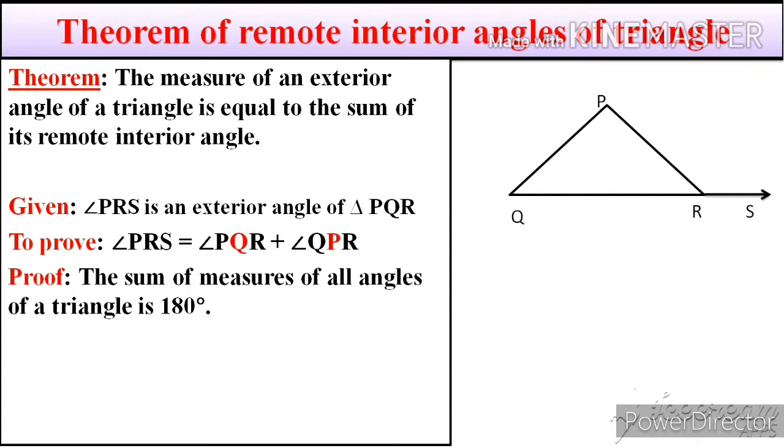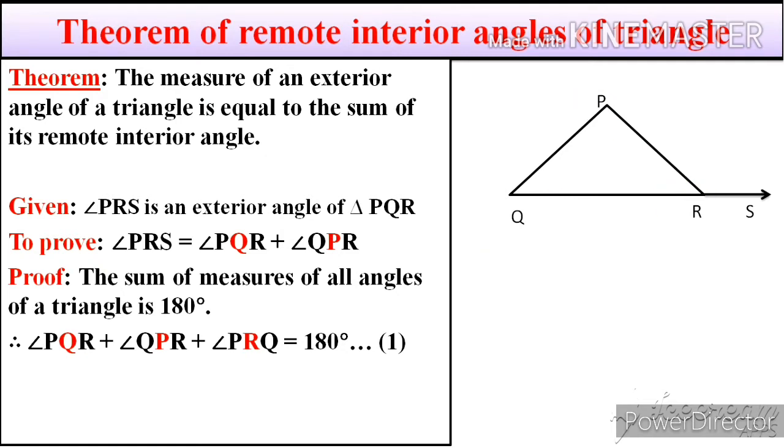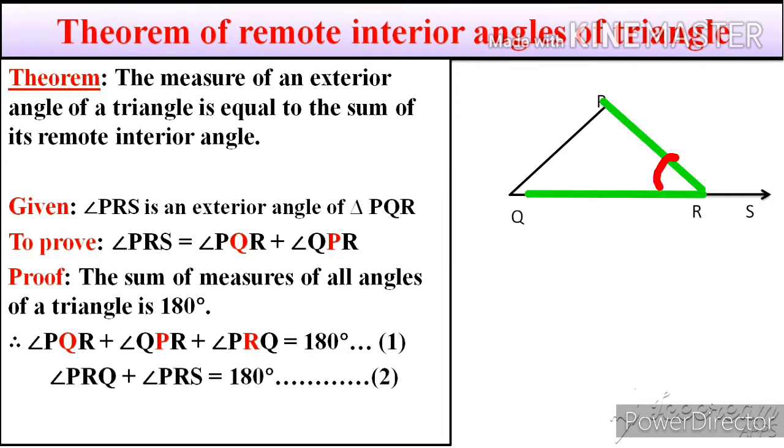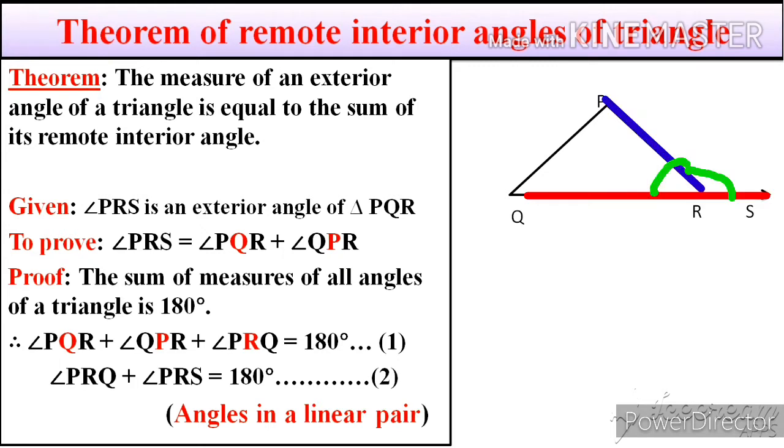So proof: as we know, the sum of the measures of all angles of a triangle is 180 degrees. The addition of angles P, Q and R equals 180 degrees, that is equation number 1. Second, angle PRQ plus angle PRS equals 180 degrees, equation number 2, as they form angles in a linear pair.